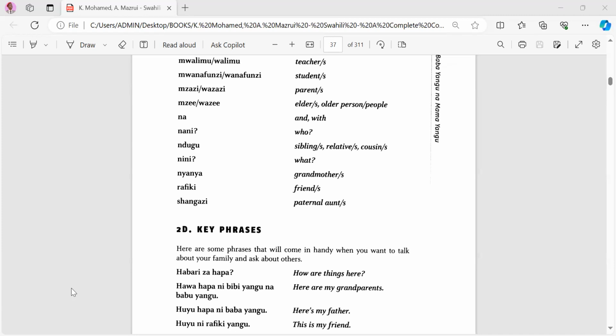Ndugu, sibling, relative, cousin. Ndugu can also mean brother, the way we say kaka can mean brother. Ndugu yangu, my brother. It is ndugu, not tugu. Okay, ndugu, my brother.